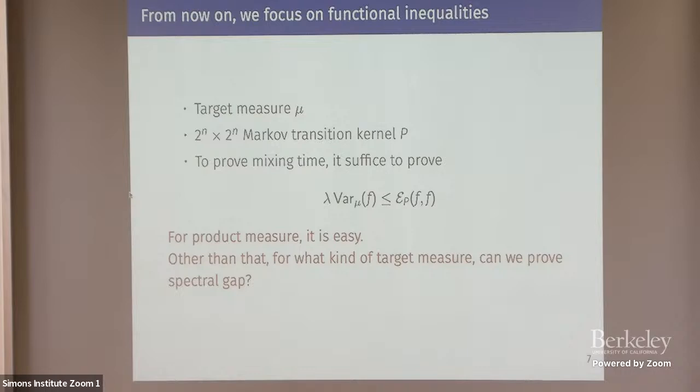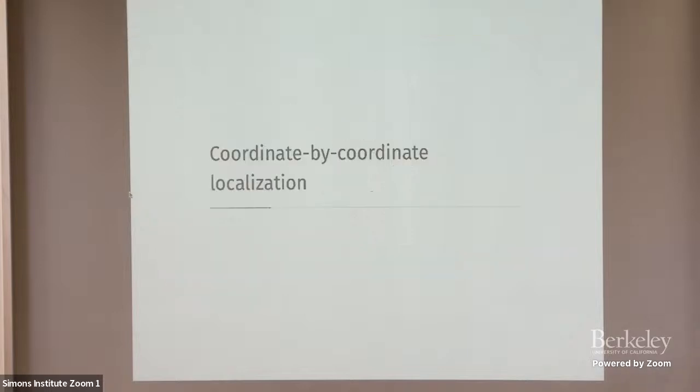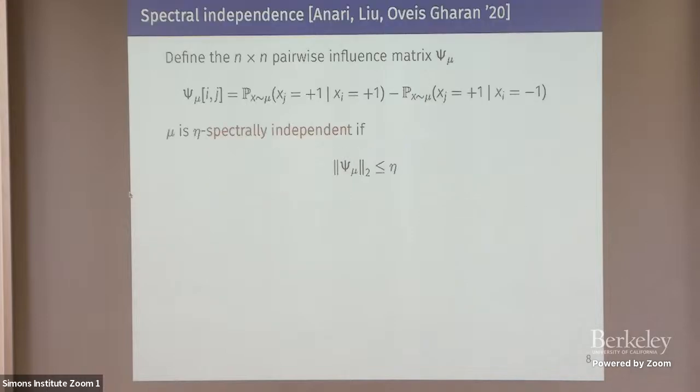And the main question in this sampling analysis that people ask is, I'm willing to put some assumptions on my target measure, and what kind of assumptions will make it easy to prove this type of Poincaré inequality, and what kind of assumptions will make Glauber dynamics mix fast on the Boolean hypercube. Okay, let's take a look at the first type of assumptions that is now very famous. It's called the spectral independence assumption, introduced by Anari, Liu and Oveis Gharan in 2020.